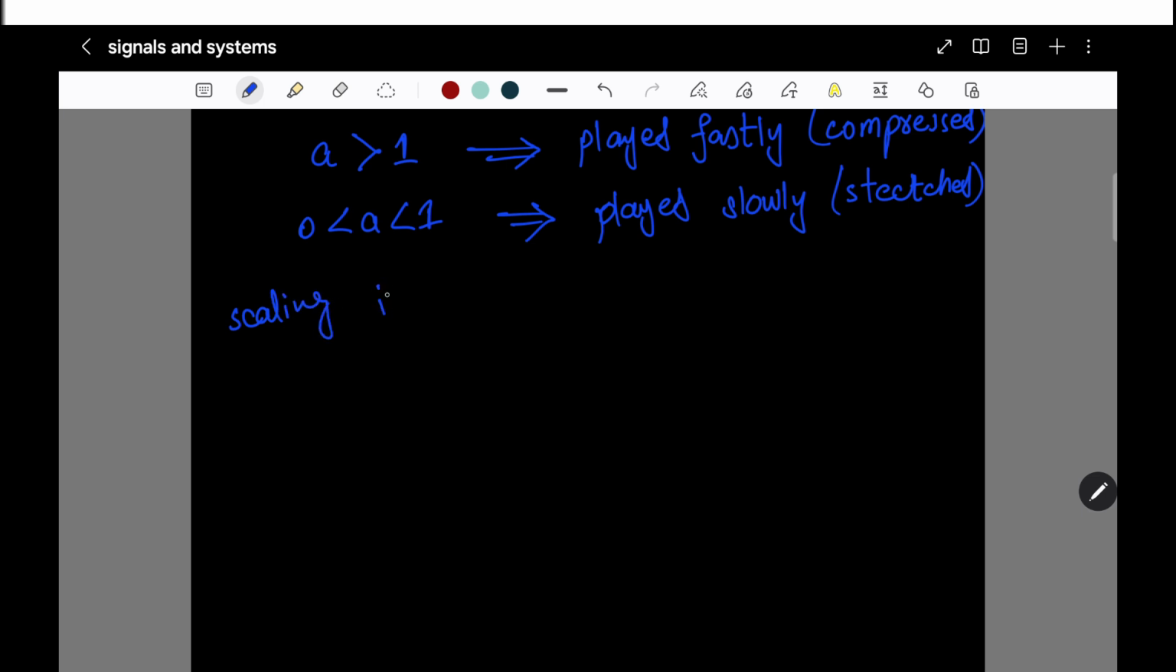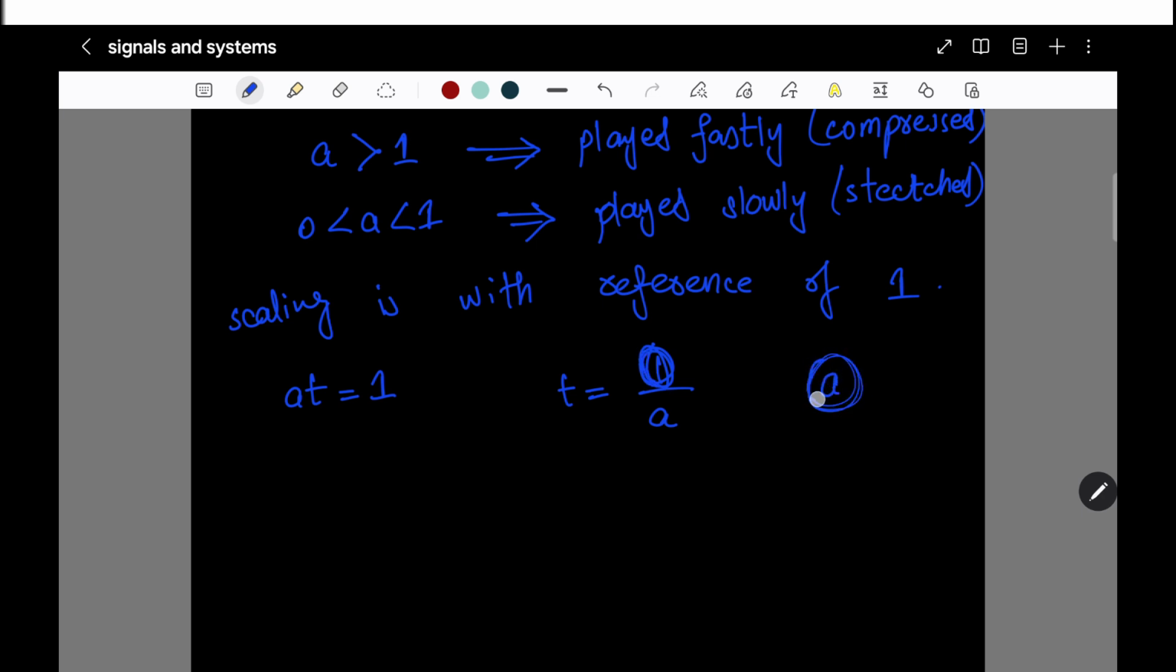So the scaling is with reference of 1. So simply it is like the value that you have at the time axis, you divide that value by the variable a.